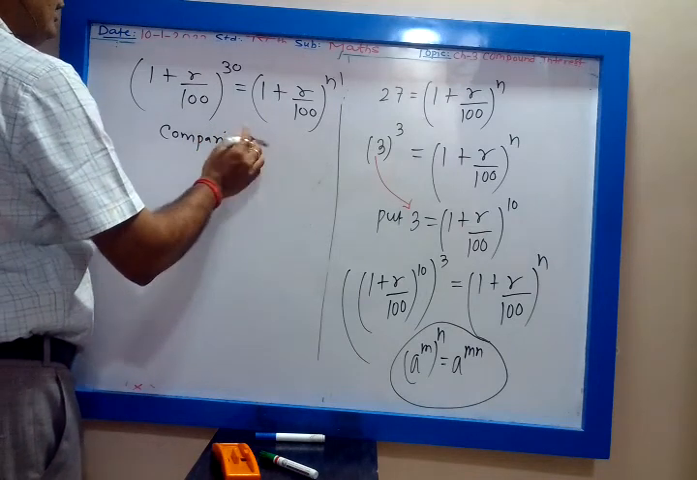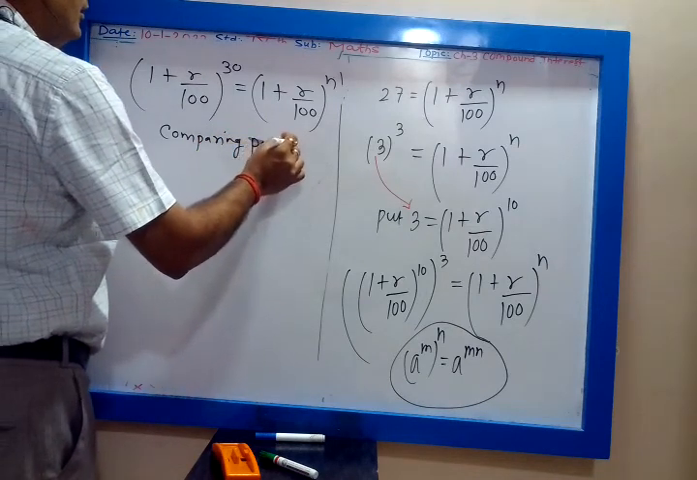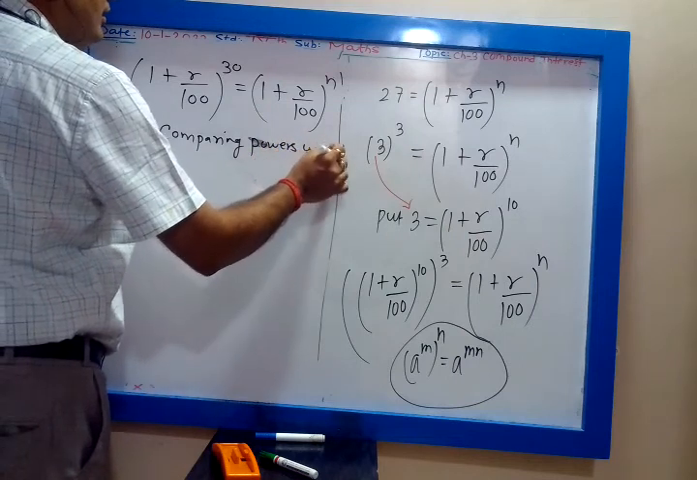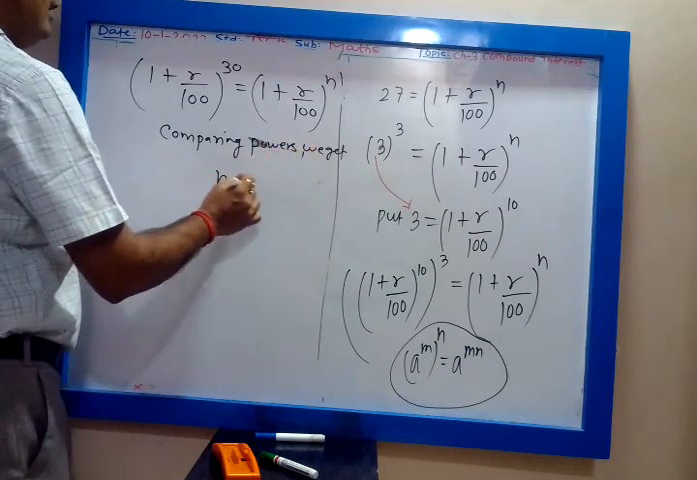Raised to 30 is equal to 1 plus R upon 100 raised to N. Comparing powers, we get N is equal to 30.